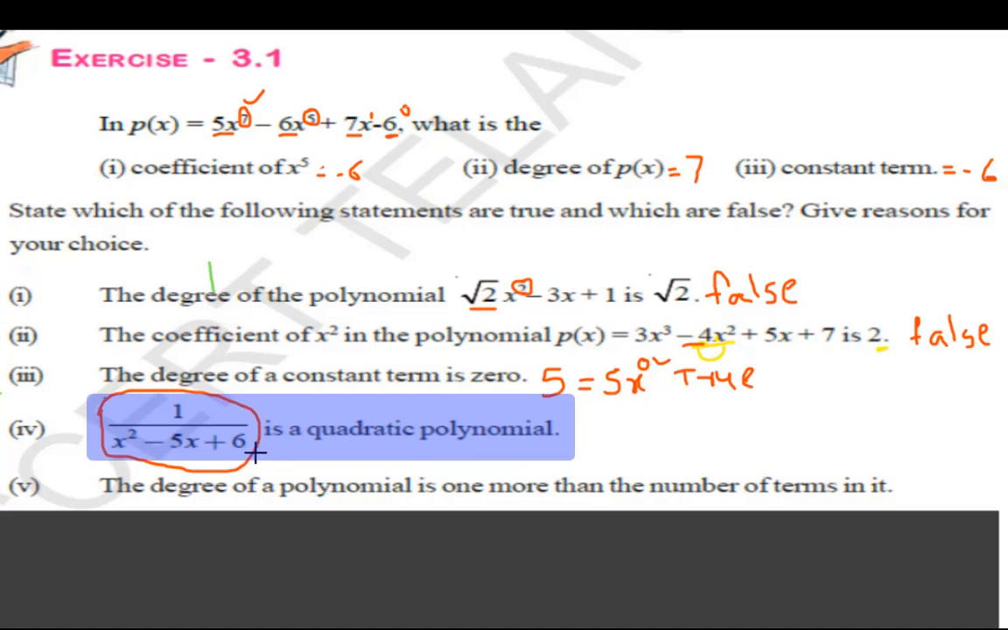So if you observe this expression, we have the variables in the denominator. If we bring this denominator to the numerator, the powers will become negative. And we know that the required condition for a polynomial is that it must have whole numbers as exponents. But here, the powers of these terms will become negative. Hence, it is not a polynomial. So if it is not a polynomial, then there is no question whether it is a quadratic polynomial or not. Hence, the given statement is false.